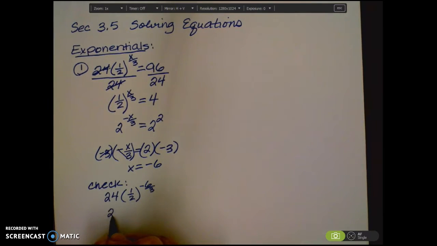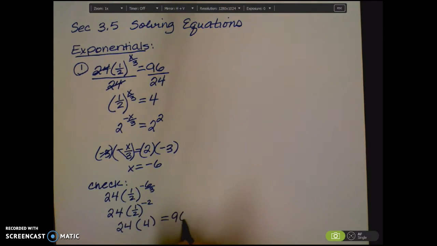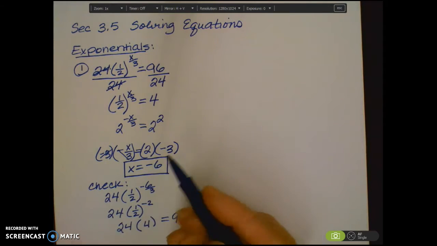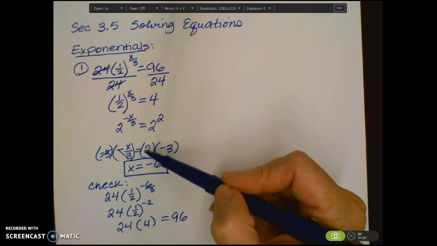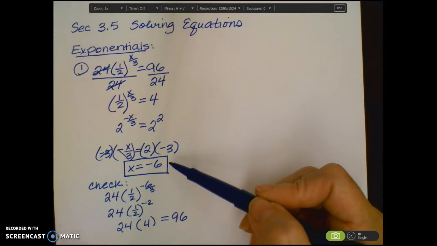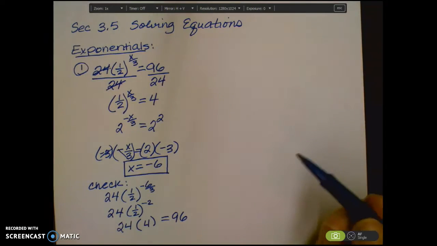So, let's see, simplify the exponent. Negative 6 over 3 becomes negative 2. We know that 1/2 to the negative first is 2. When I square that value, it becomes a 4. So this is 24 times 4, which is indeed 96. So since that checks out, we know that this value is correct. If it doesn't check, you want to make sure that you've done the intermediate work here correctly. If those steps are still correct and it doesn't check, then you may have an equation with no solution.